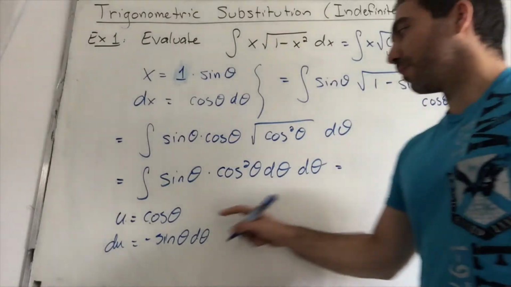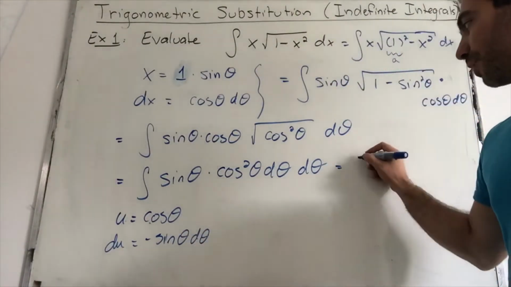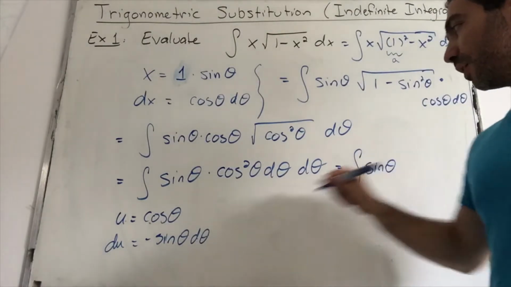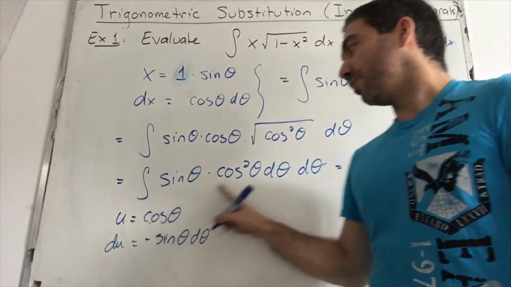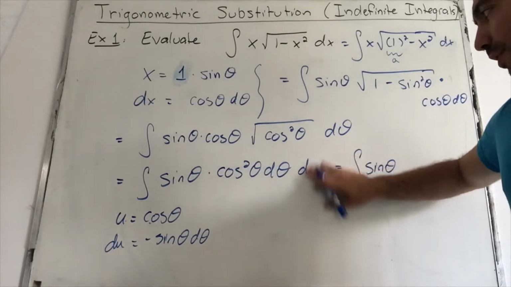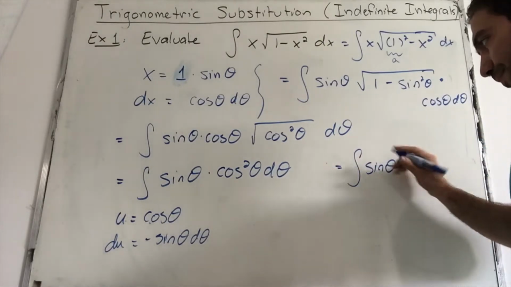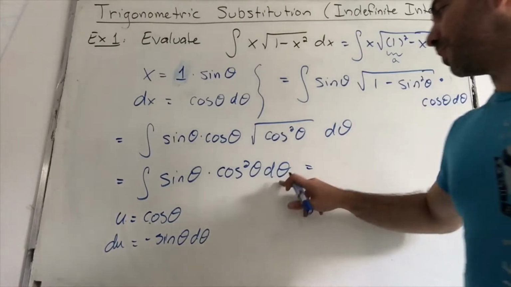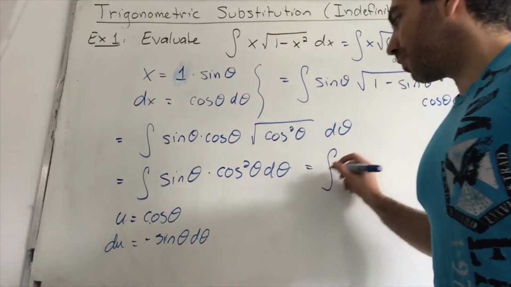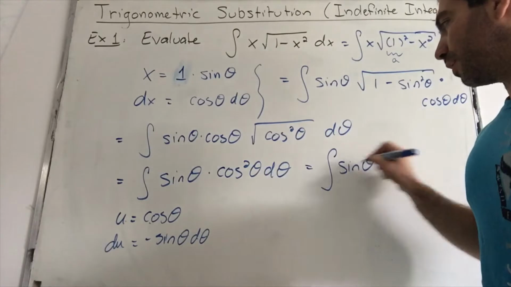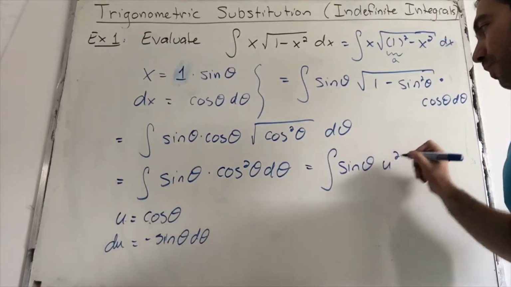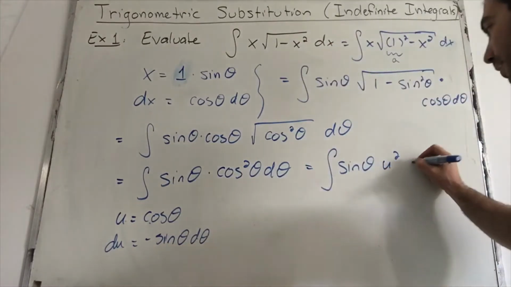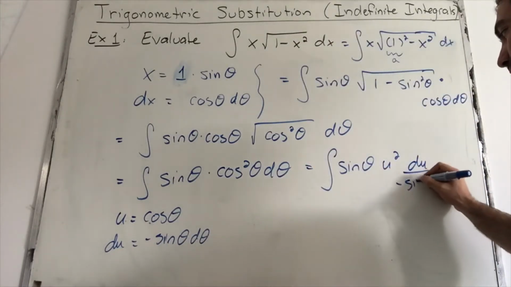Now we're going to transform this using just a regular u substitution. So sine theta stays, the cos gets transformed into u, so we get u squared. Oops, sorry, I wrote d theta twice. Sorry about that, there's supposed to be 1 d theta. Integral, sine stays, cos squared gets transformed into u squared, and d theta, solving for it here, we divide by negative sine. We get du over negative sine theta.